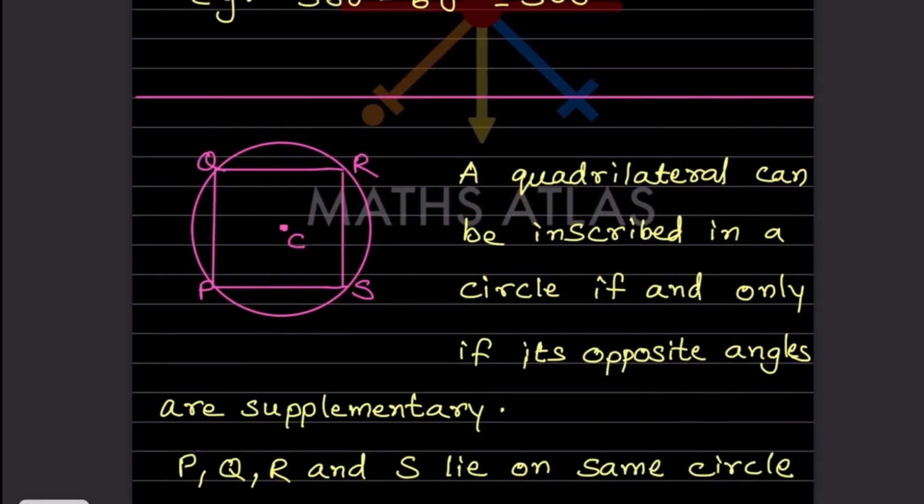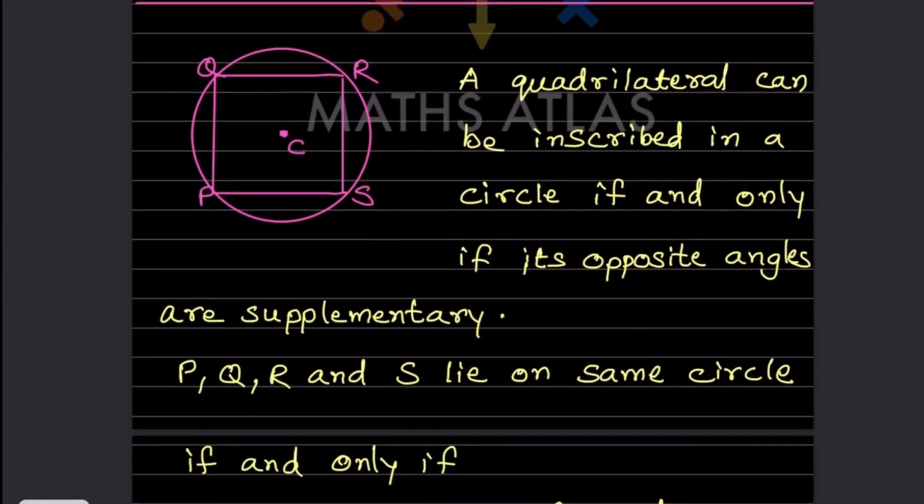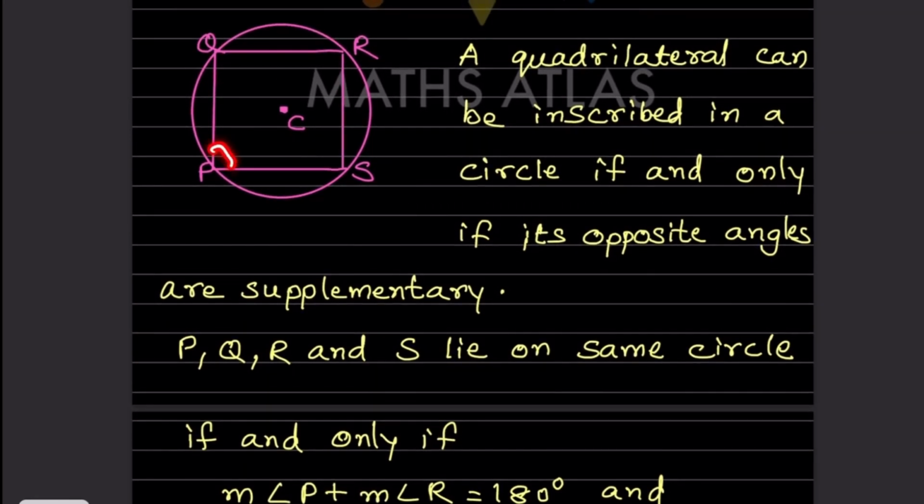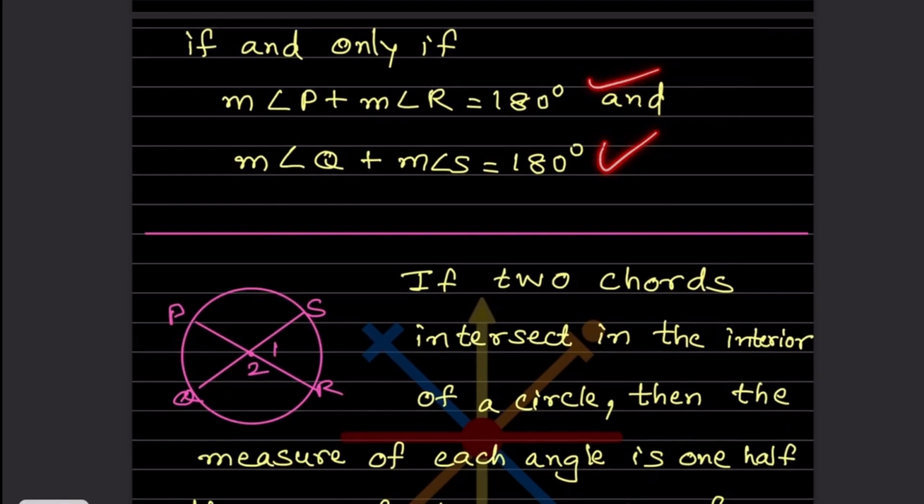So now here, this is a quadrilateral and it is inscribed in a circle, meaning it is in a circle. So we say it is inscribed in a circle. A quadrilateral can be inscribed in a circle if and only if its opposite angles are supplementary. These are the opposite angles. So this plus this is going to be 180. Supplementary means 180. This and this, the opposite ones, are supplementary. So here PQRS lie on the same circle if and only if measure of angle P plus angle R is 180 degrees, and angle Q plus angle S is 180 degrees. This is what is written here.